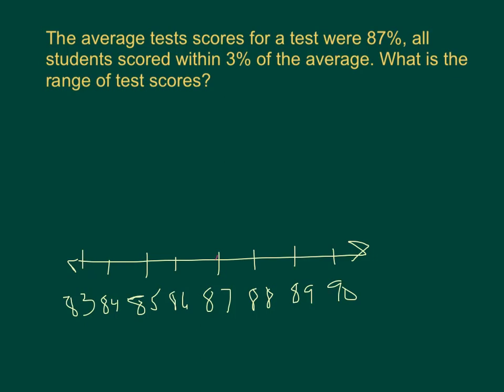At 87. Now when they talk about scoring within 3%, remember that's very similar to absolute value in the sense that they can go in either direction. So if they scored 3% higher, that'd be 3 units over: 1, 2, 3. So that would be at 90. Now if they scored 3% lower, that would be 3 units the other way, at 84. Now did they have to score exactly 3% away? No, just within 3%. So that means that they scored anywhere in between here.